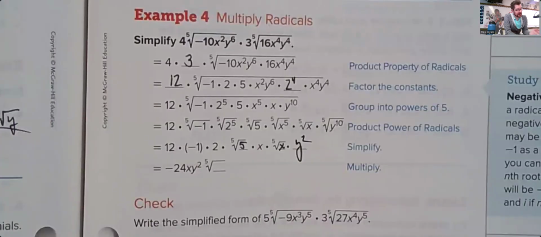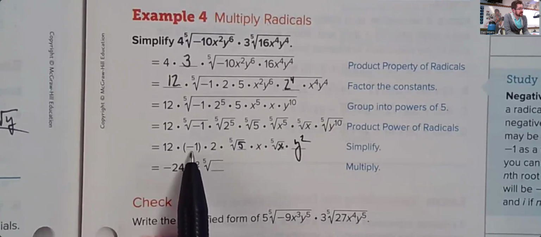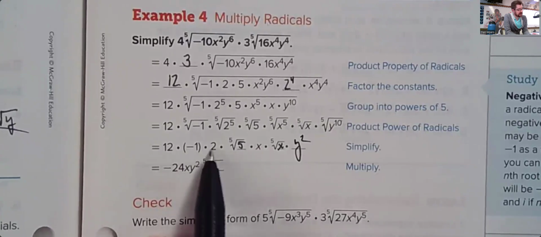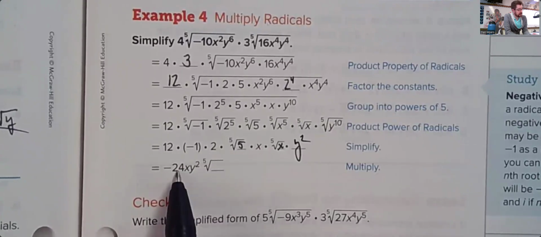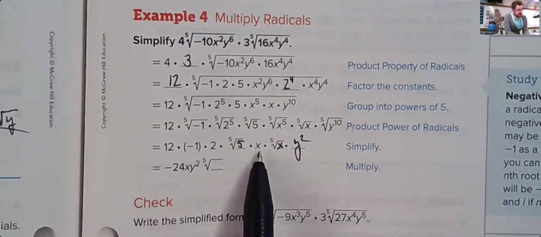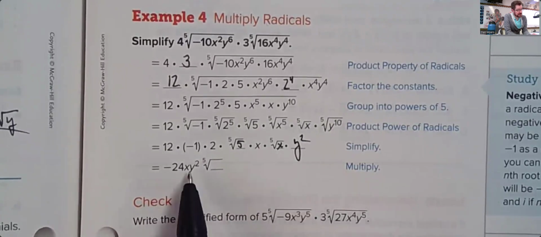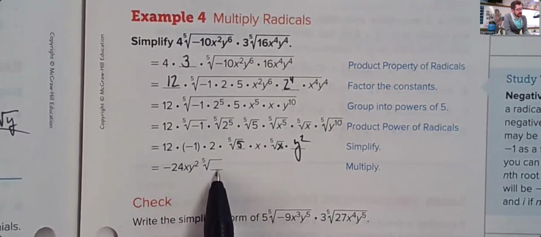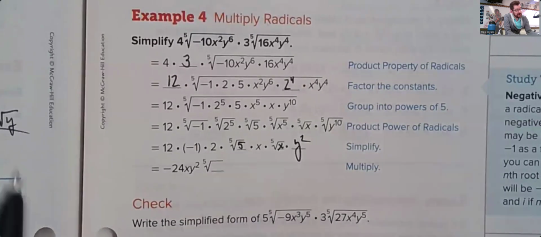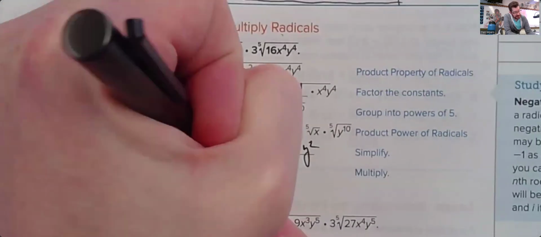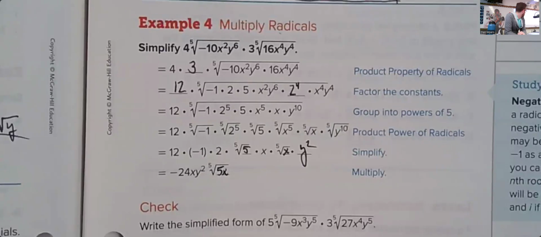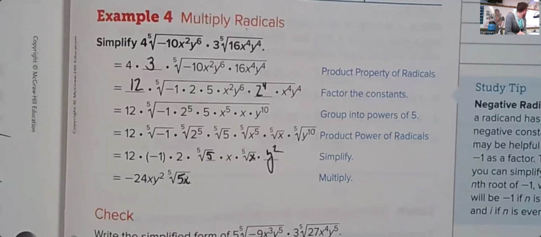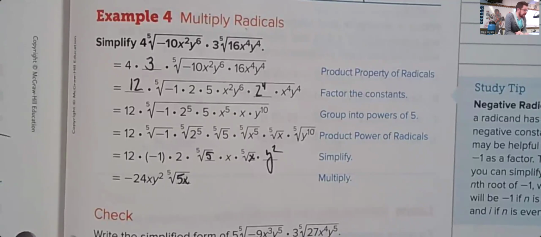And then we simplify. 12 times -1 is -12. -12 times 2 is -24. Our variables, we have x here, we have y squared here, so xy squared. And then what do we have left under the radical? What's our radicand? 5x. Yeah, those are the two things that were left there. They share the same index, therefore they can be grouped together under the same radical. All right.